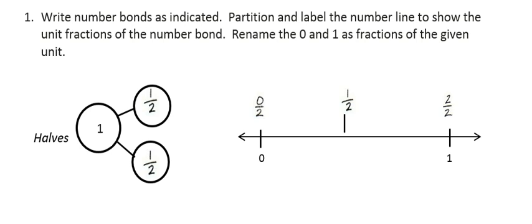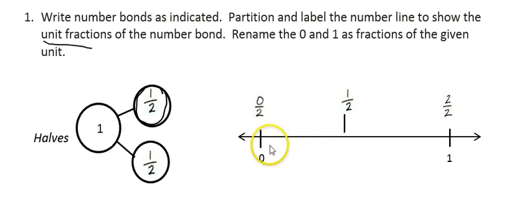I have a number bond. It's showing one whole, and the number bond is decomposing the one whole into two halves. 1/2 is considered the unit fraction. A unit fraction has a numerator of 1. So it's showing one of the fractions that makes up the whole. So this number bond matches the labeling on the number line.